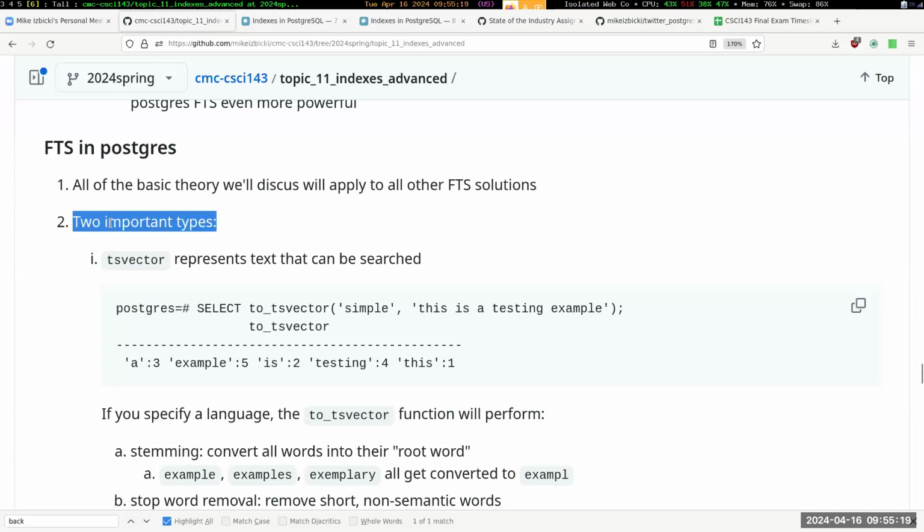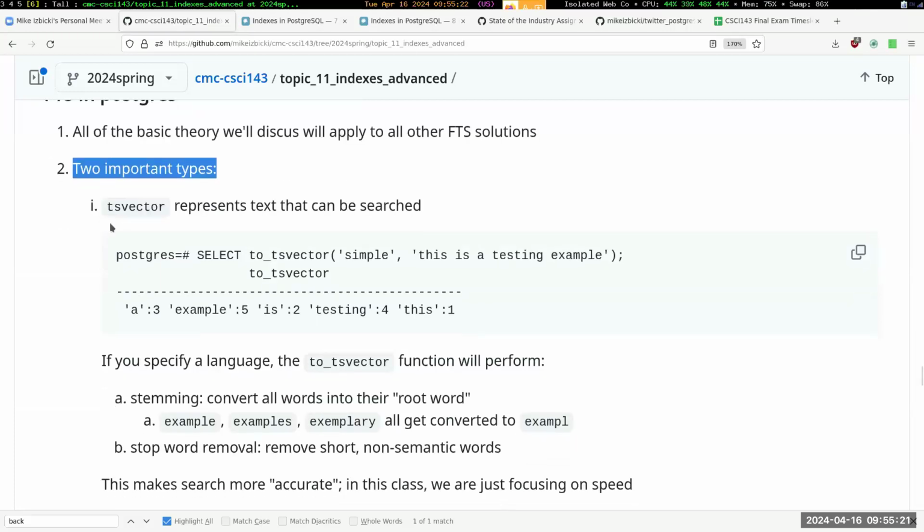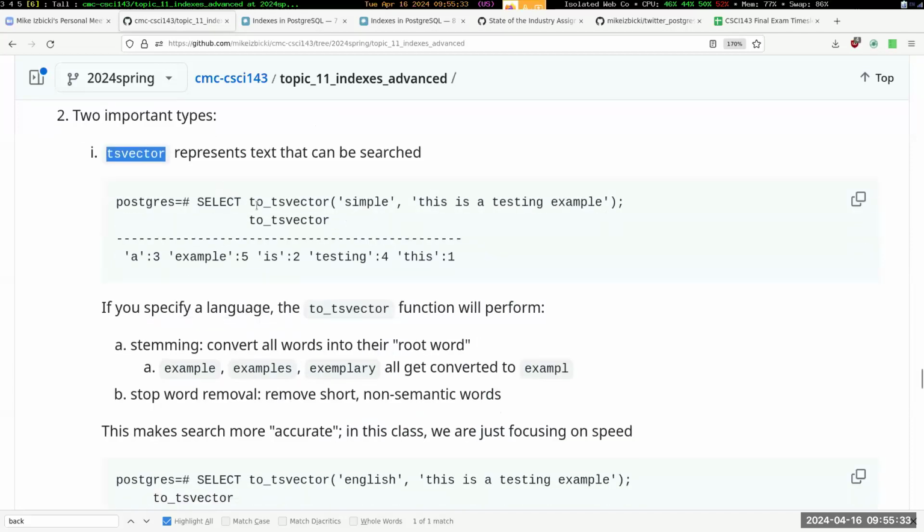So in Postgres, there are two important data types that you'll need to be familiar with. The first one here is the TS vector. TS stands for text search, and vector is like a vector from math. So there's a text search vector. And there is a function here, to_tsvector, which converts whatever string you're trying to do a search on into this TS vector type. This takes two parameters. The rightmost parameter is the text that you want to search. And the leftmost parameter is the language that you're doing the search on. The simple language does no language-specific special things.